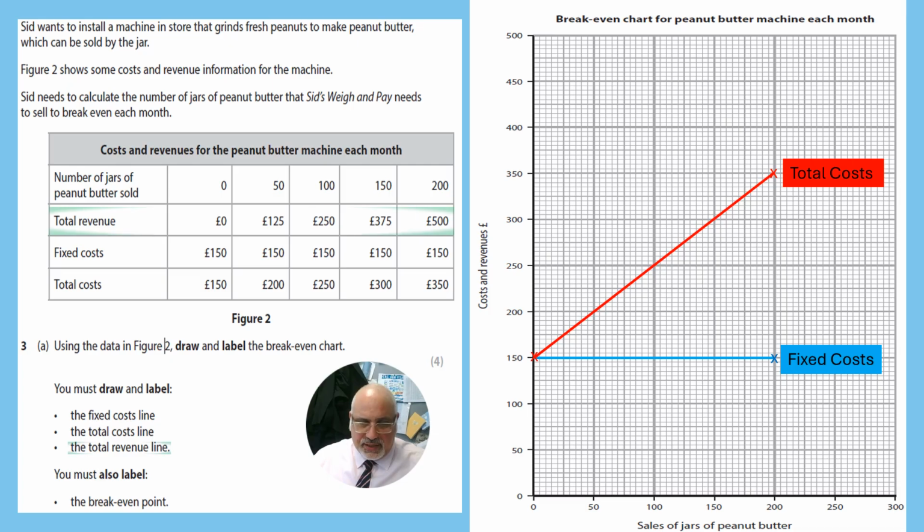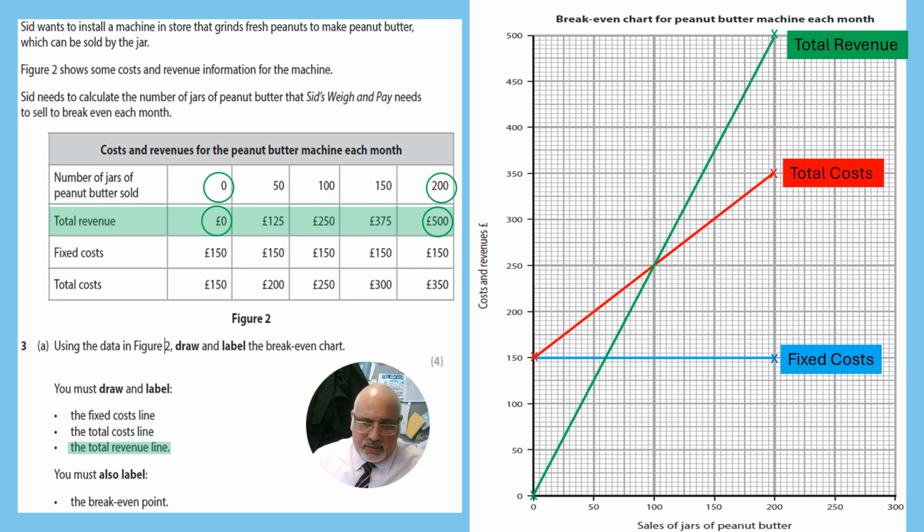So again, we do the same thing. With the total revenue line, we know we're going to be plotting points. So we have got 0 and 0. That's our first point. So we go to 0 and 0, plot the point. That's the first point done. Go to the last one, which is 200 and 500. Plot the point. And then draw the line. So there you've got your 3 lines. So we've dealt with the fixed cost line, the total cost line, and the total revenue line.